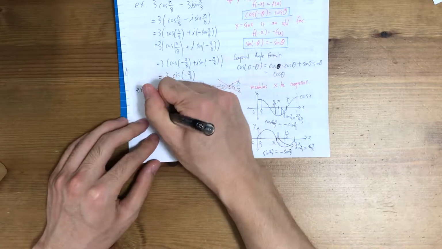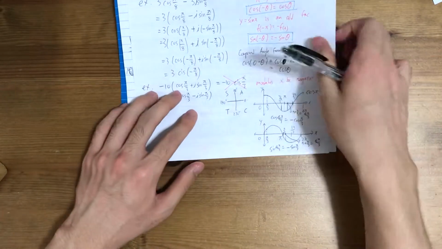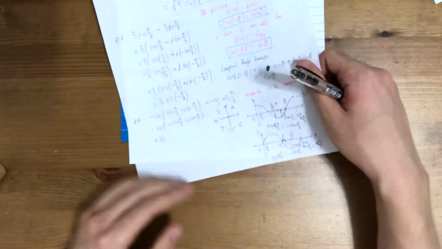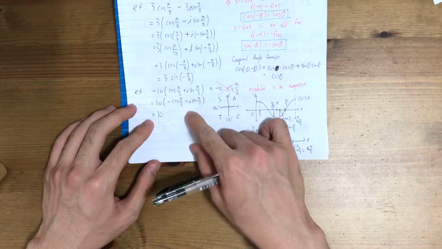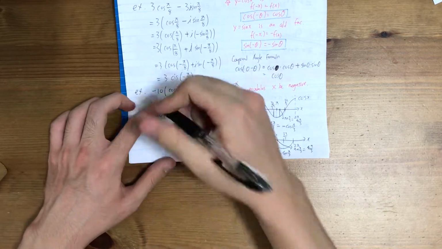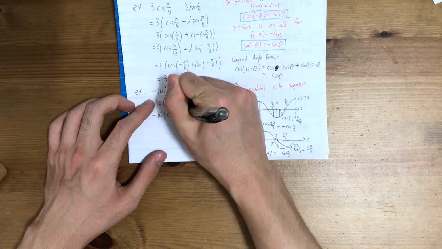Oh, and for those who can't really see well, this is what I have drawn. Okay, so from here what we can do is that instead of negative cosine pi over 3, we can write it as cosine 4 pi over 3.